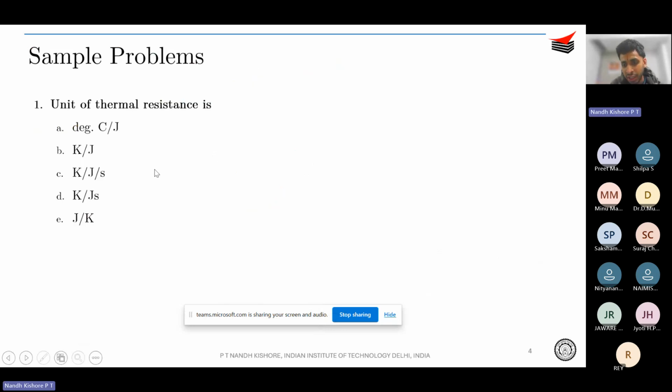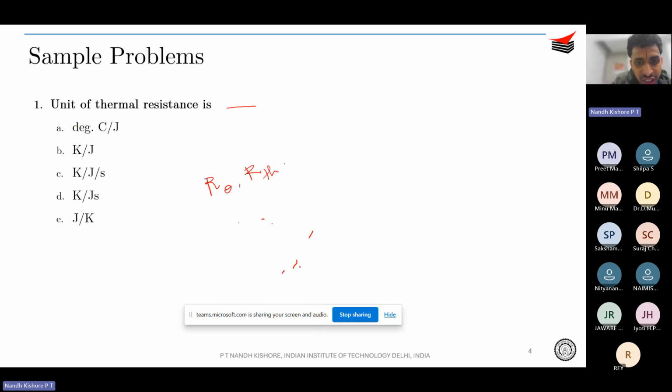Okay, so we will jump right into the problems. Initially, the problems are a bit simpler, but anyway. The first problem is: unit of thermal resistance is dash. You might of course know that thermal resistance is R theta, right? People write it this way, or people can also write it as RTH. So whatever is your wish.